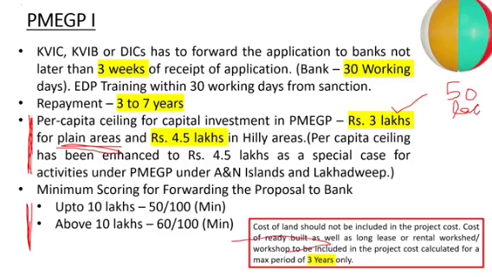Then cost of land should not be included in the project cost. If they are purchasing any land, that cost of land will not be part of project cost for the purpose of this PMEGP subsidy consideration. Cost of ready built as well as long lease or rental worksite workshop can be included in the project cost calculated for a maximum period of 3 years only. That can be considered, but cost of land should not be included. Okay. Any doubt, anything? I hope you are with me.